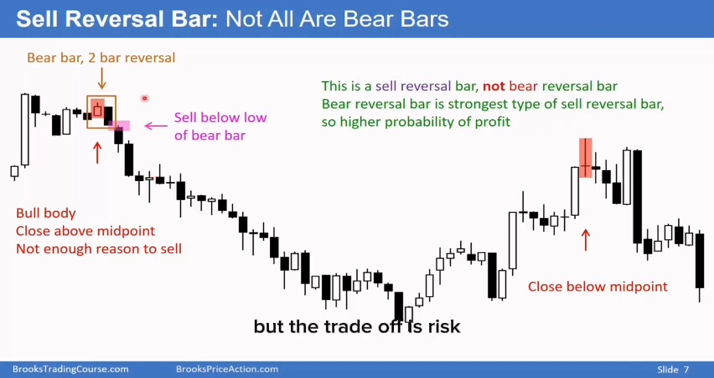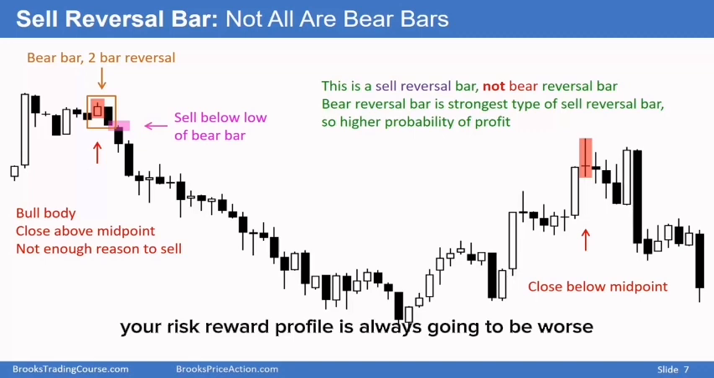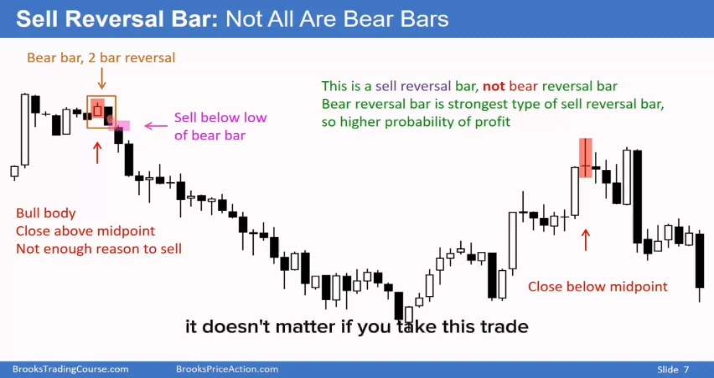But the trade-off is risk. If you sell this close or above this bar, your stop is up here, your risk is greater. Whenever you get a setup that offers you higher probability of success, your risk-reward profile is always going to be worse. It doesn't matter if you take this trade where you're going to lose more, or take this trade, in which case you're going to win more often. The trader's equation comes out to be about the same for both. Here you lose more often, but you lose less, and your reward is bigger. Here you lose less often, but when you lose, you lose more, and there's less profit remaining in the trade. Both are acceptable.